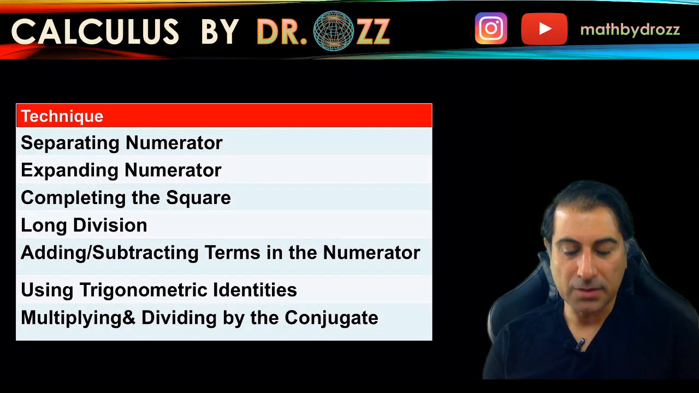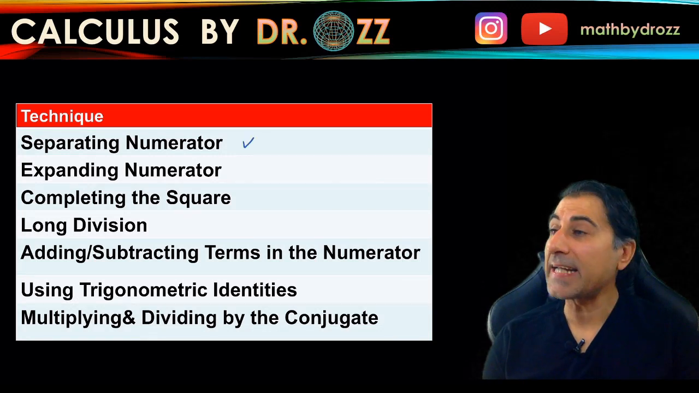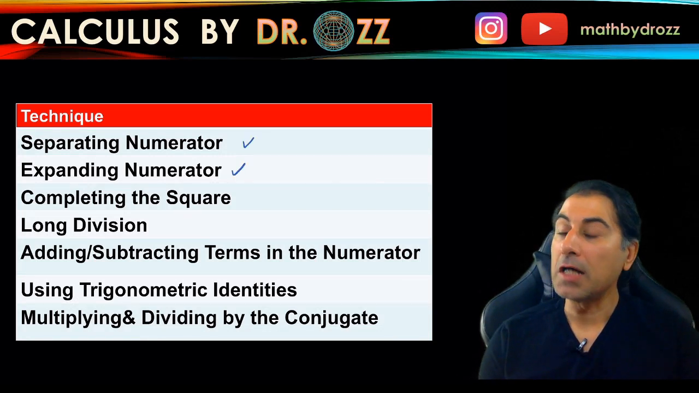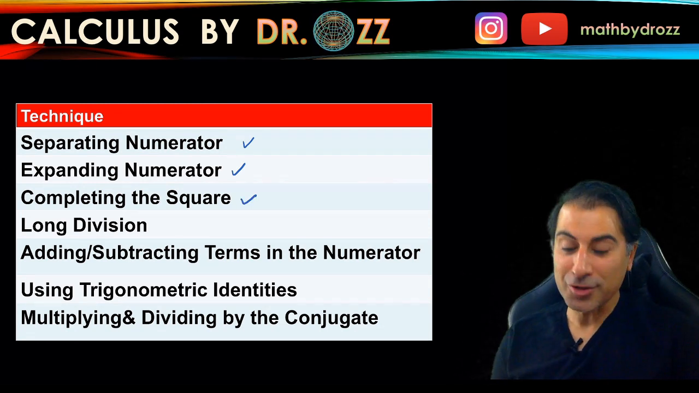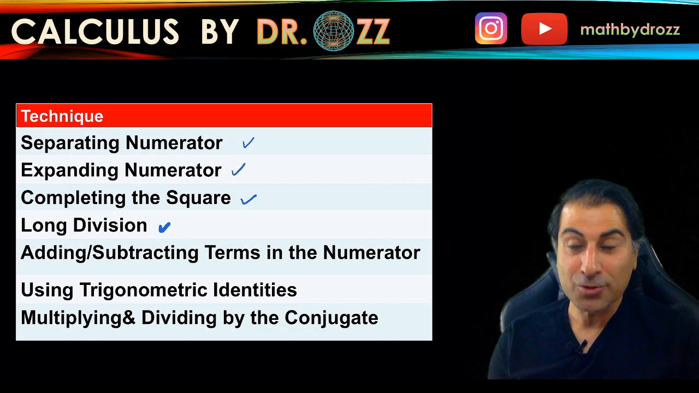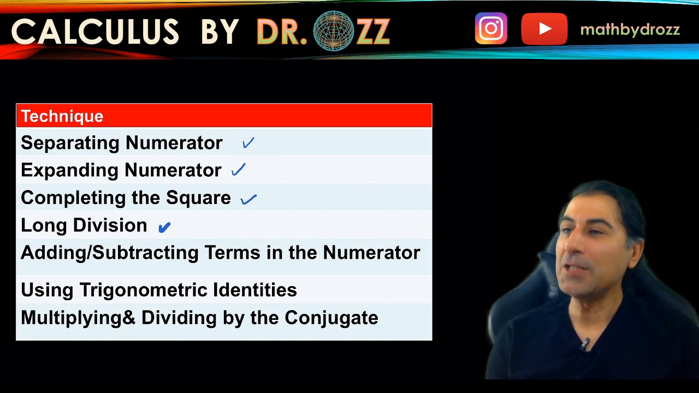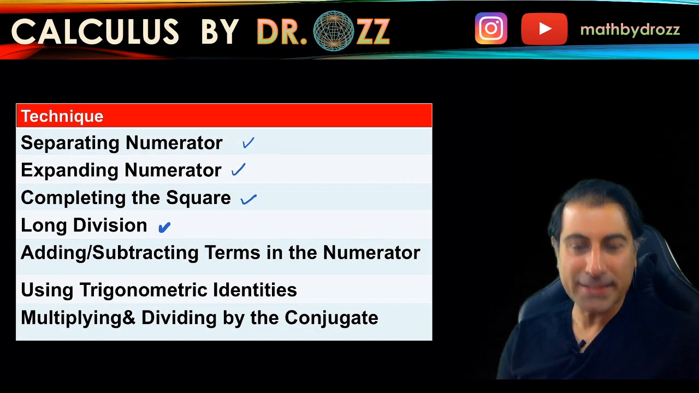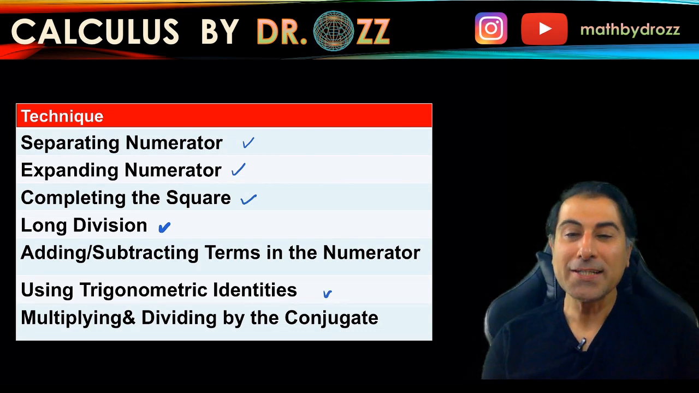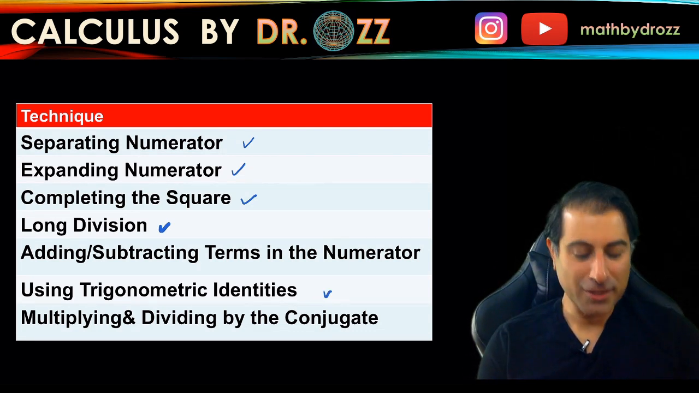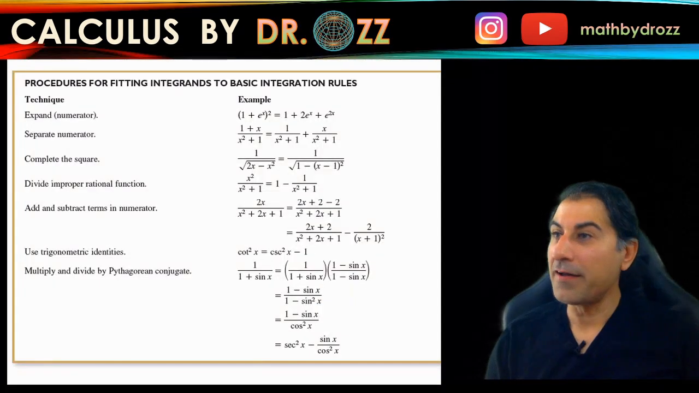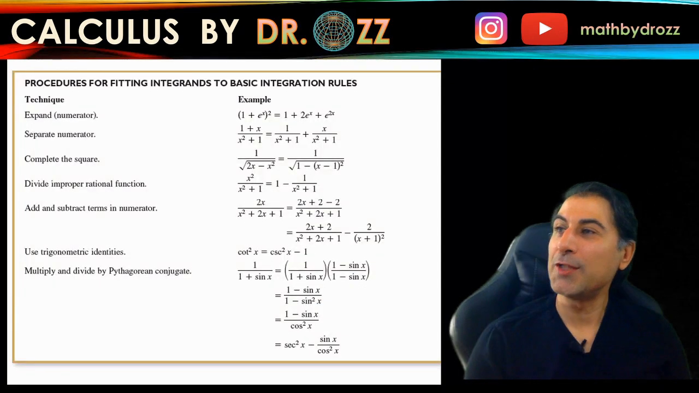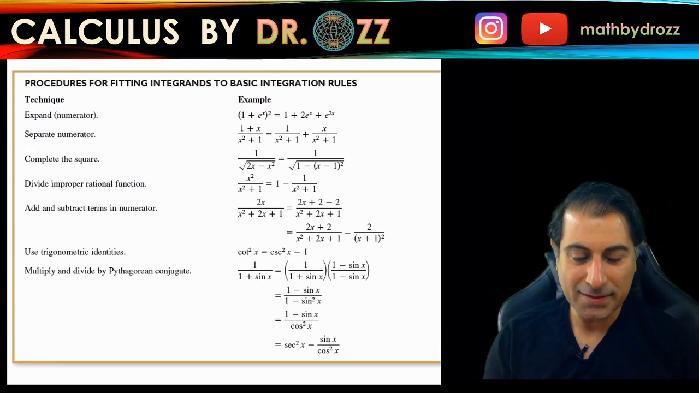For example, separating the numerator, expanding the numerator, completing the square, long division, adding and subtracting terms in the numerator, using the known trig identities, and multiplying and dividing by the conjugate. So these were sort of algebra and trig techniques. All right, let me just quickly remind you of those techniques on a simple example.